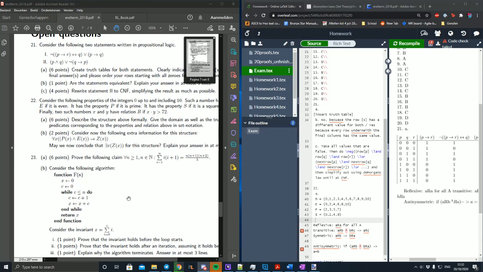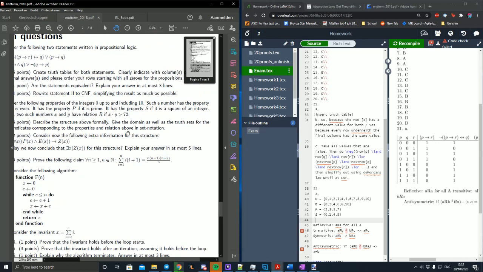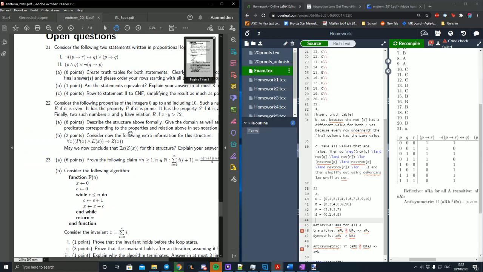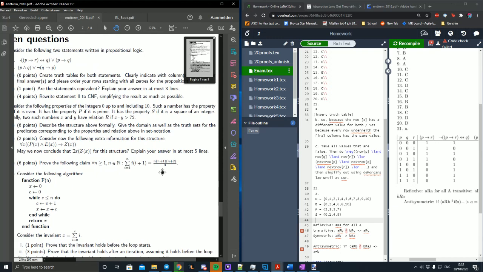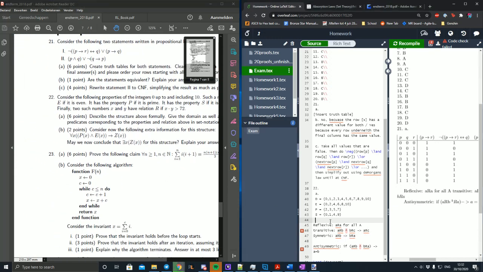Okay. Then we have a set of two such numbers, x and y, that have the relation. Then it would make most sense... Okay, my question here is, would it be like this?